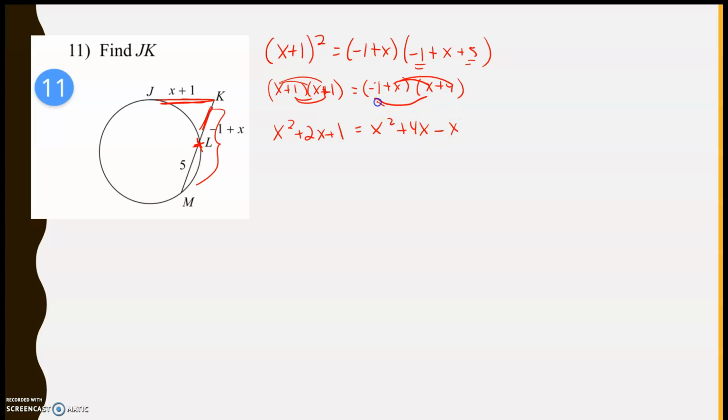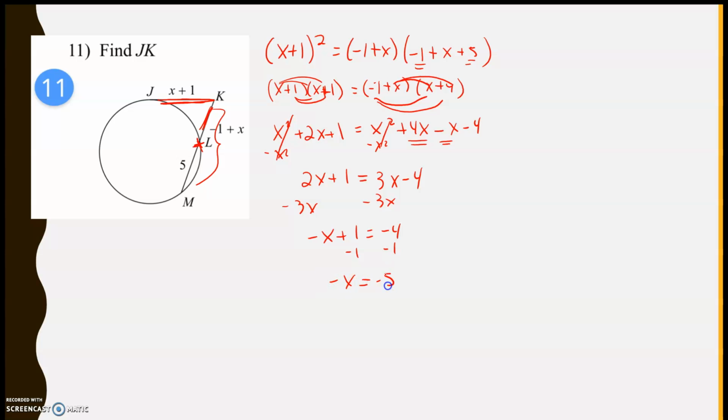minus x minus 4. Well, I have x squared on both sides, so if I subtract x squared and minus x squared, these guys are going to go away here. So I'm going to be left with 2x plus 1 is equal to 4x minus x is going to be 3x minus 4. So I'm going to subtract 3x from both sides. I get -x plus 1 is equal to -4, minus 1 from both sides. -x is equal to -5, which means x is equal to 5.